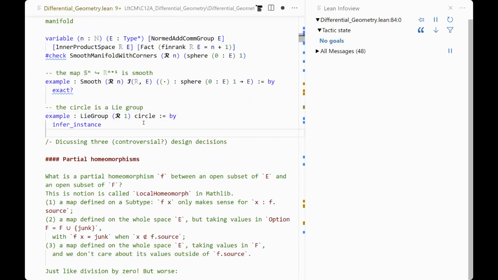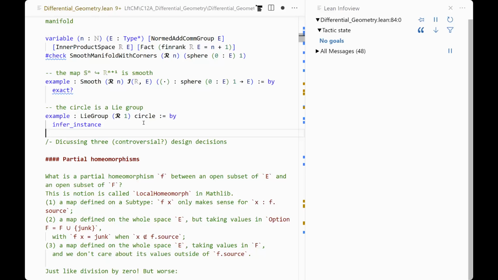So there is a couple. I mean, there's many moving parts in the definition of manifolds, and some of them we have to make some design decisions to make working with them nice. So I talked about these partial homeomorphisms or partial equivalences between this model space and M. And there's different ways you can encode that mathematically.